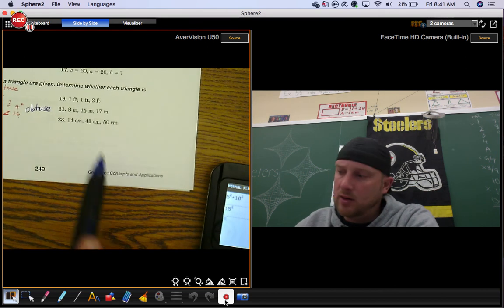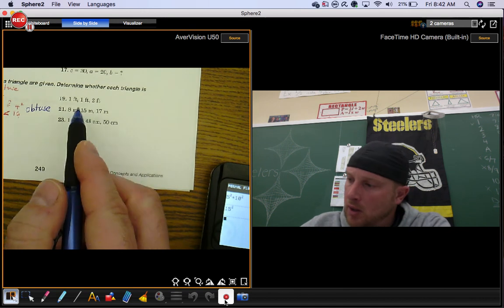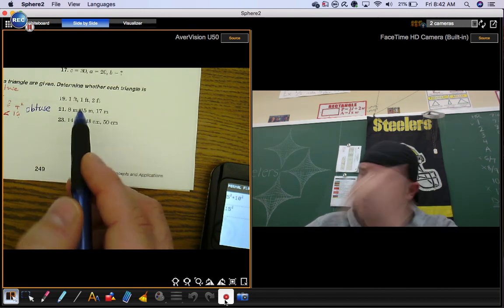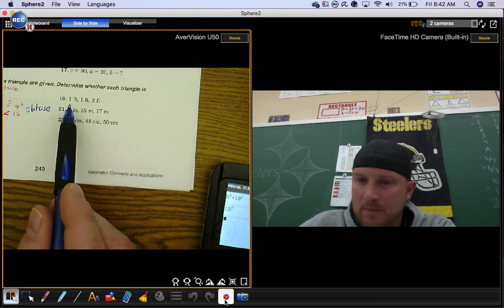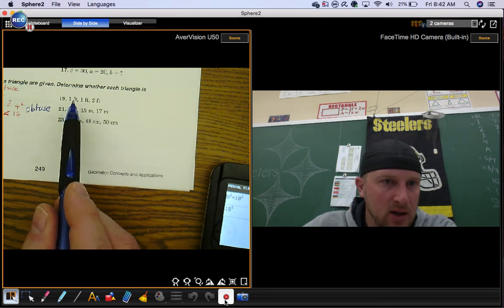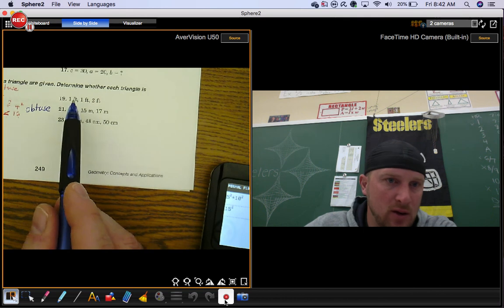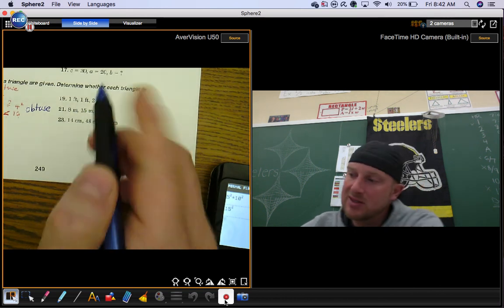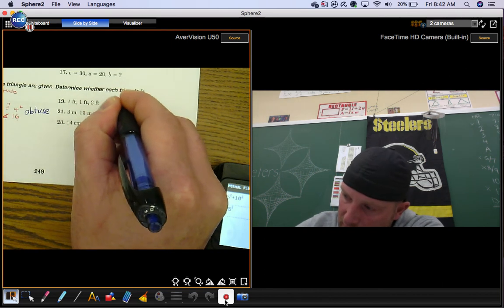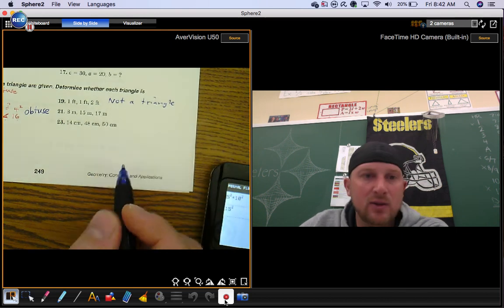Number 19, 1, 1, and 2. Well, I didn't really want to go over an example like this here, but I guess we're going to have to. You don't know this yet, but your two smallest sides on a potential triangle must add together and be bigger than the biggest side. 1 plus 1 equals 2. 1 plus 1 is not bigger than 2. So this doesn't even make a triangle. So we'll go over this more in detail at some point.